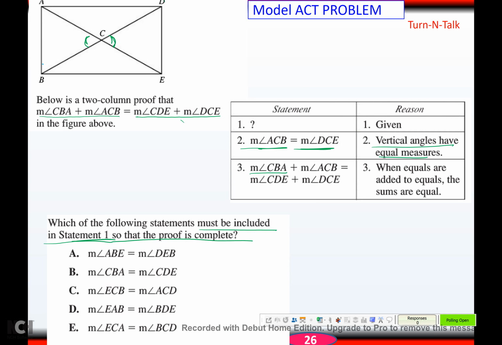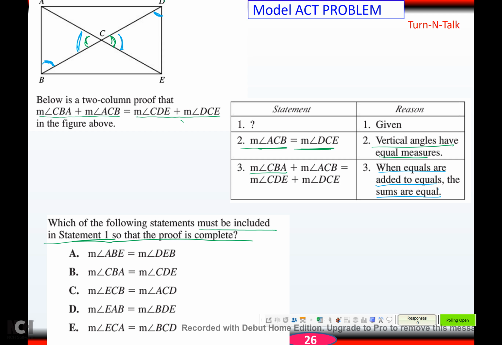CBA, this one right here, plus the measure of ACB, plus this one, is equal to the measure of CDE, this one, plus the measure of DCE. Okay? And then what that says is that the reason they can say that is when equals are added to equals, the sums are equal.